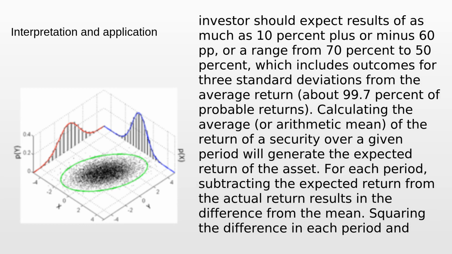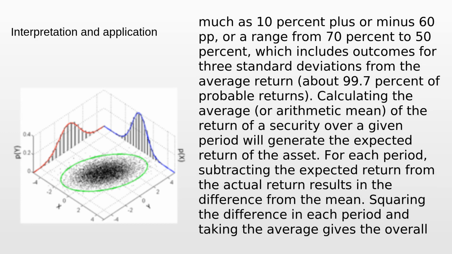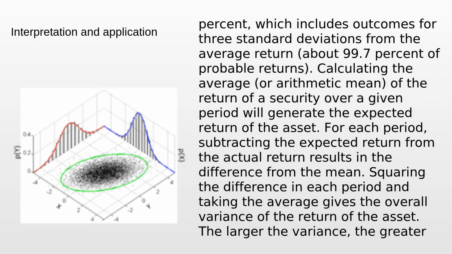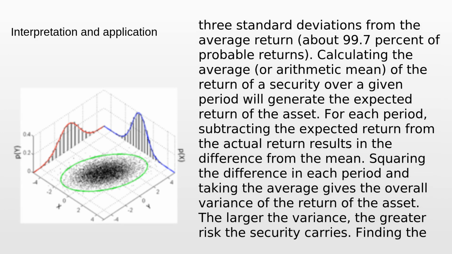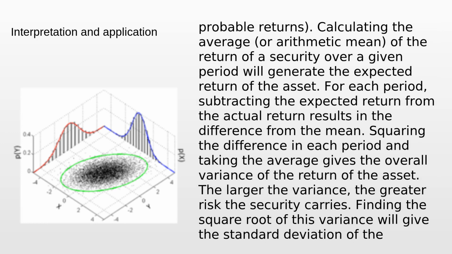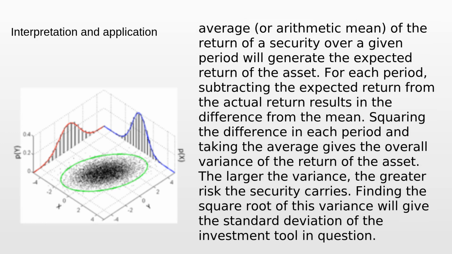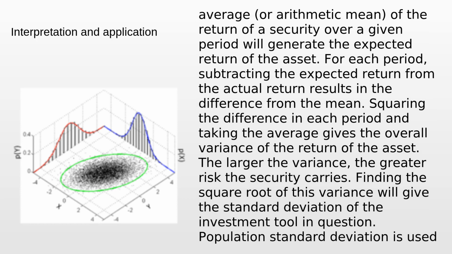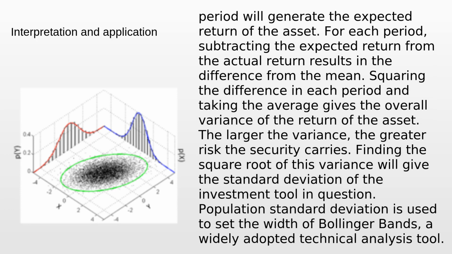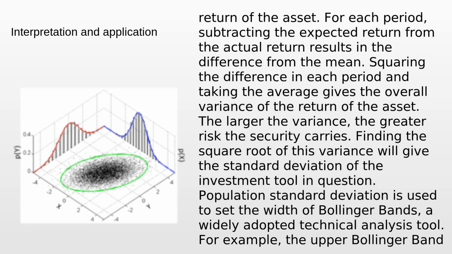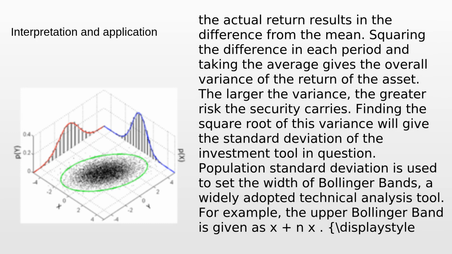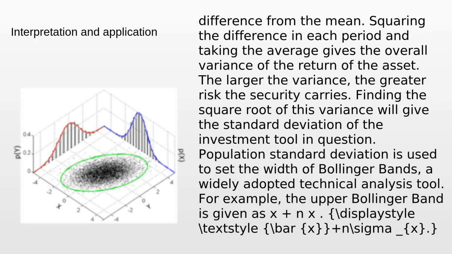Calculating the average, or arithmetic mean, of the return of a security over a given period will generate the expected return of the asset. For each period, subtracting the expected return from the actual return results in the difference from the mean. Squaring the difference in each period and taking the average gives the overall variance of the return of the asset. The larger the variance, the greater risk the security carries. Finding the square root of this variance will give the standard deviation of the investment tool in question.